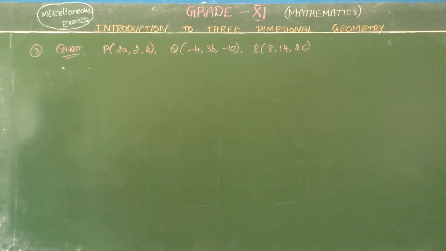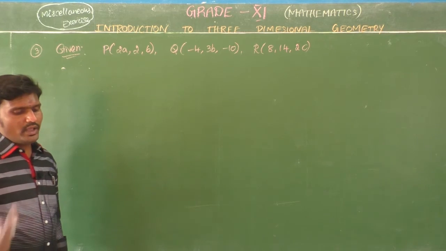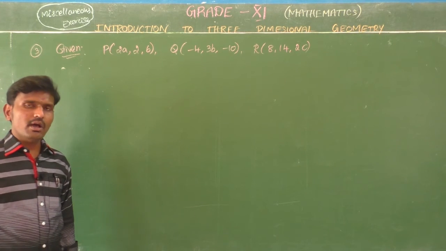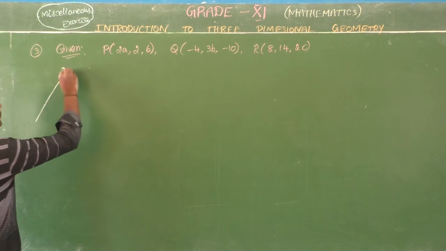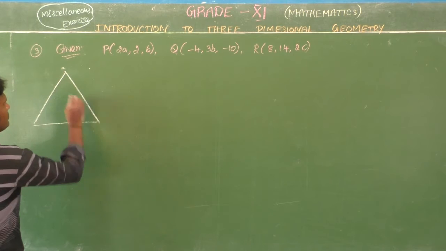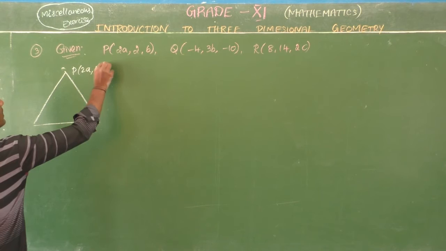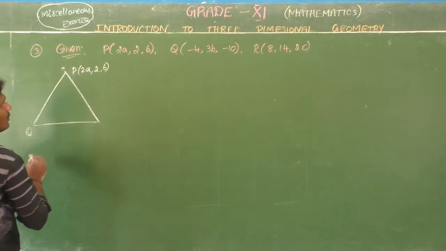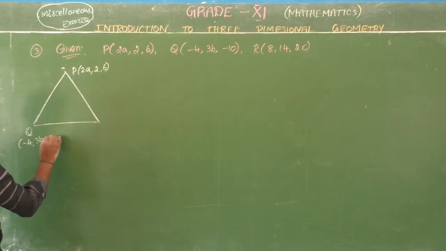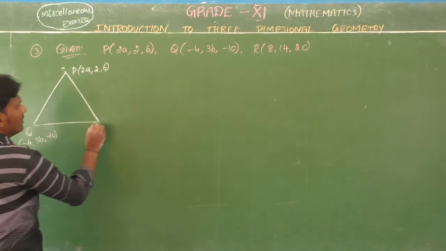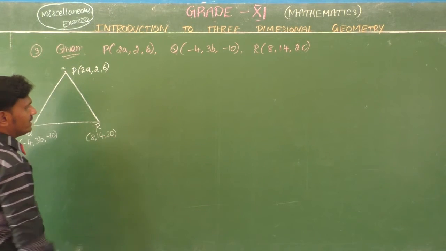So centroid means, you know the formula: (x1 plus x2 plus x3) by 3, (y1 plus y2 plus y3) by 3, (z1 plus z2 plus z3) by 3. So P is the point (2a, 2, 6), Q is the point (-4, 3b, -10), then R is the point (8, 14, 2c).